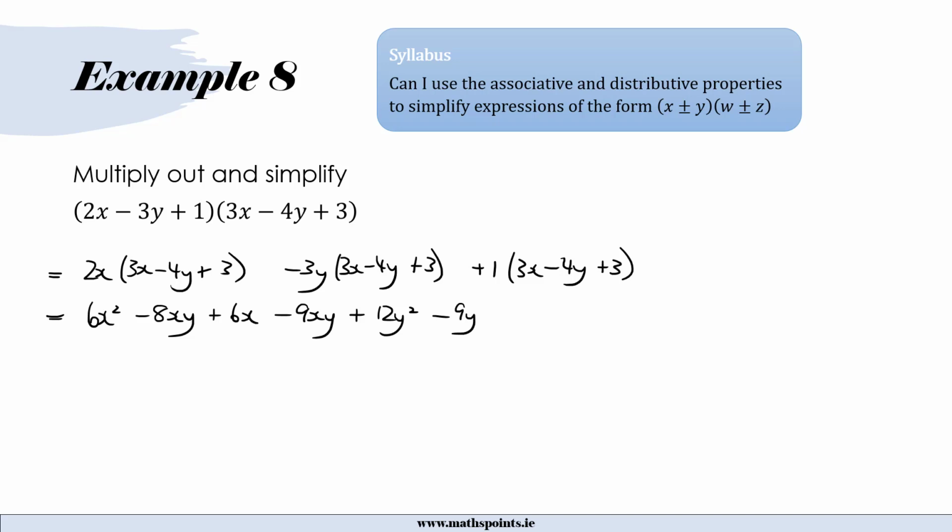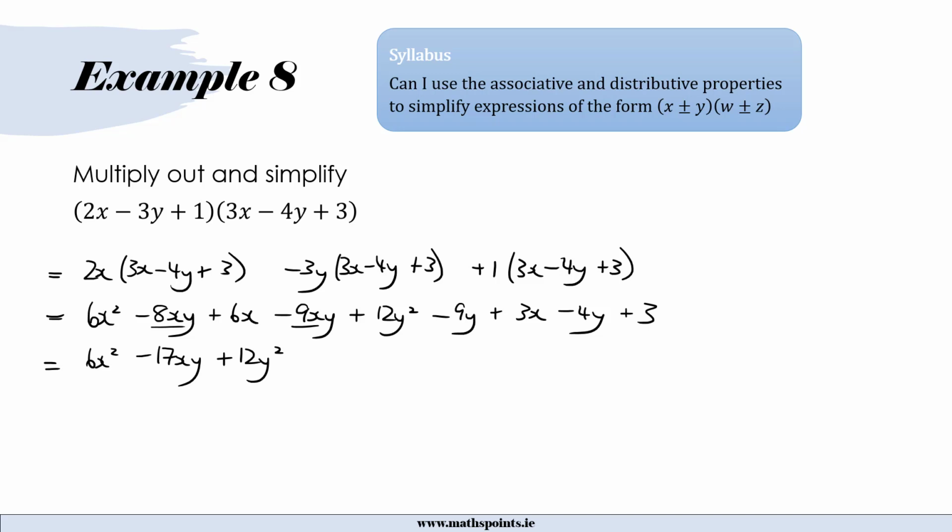And then getting to the last set of brackets, we have 1 by 3x is 3x. 1 by minus 4y is minus 4y, and then 1 by 3 is plus 3. So taking a quick look to see what like terms we have, there's nothing that goes with the 6x squared, so we write down 6x squared. The xy's, we have minus 8xy and minus 9xy, and minus 8 minus 9 is minus 17xy. We then have 12y squared. There's nothing goes with the 12y squared.